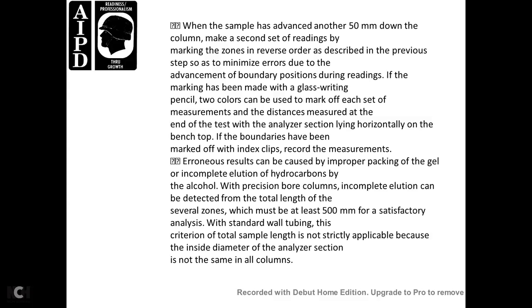Record the measurements. Erroneous results can be caused by improper packing of the gel and incomplete elution of the hydrocarbons by the alcohol. Incomplete elution in precision bore columns can be detected by the total length of the several zones, which must be at least 500 millimeters for satisfactory analysis with standard wall tubing. This criterion for total sample length is not critically applicable because the inside diameter of the analyzer section is not the same in all columns.